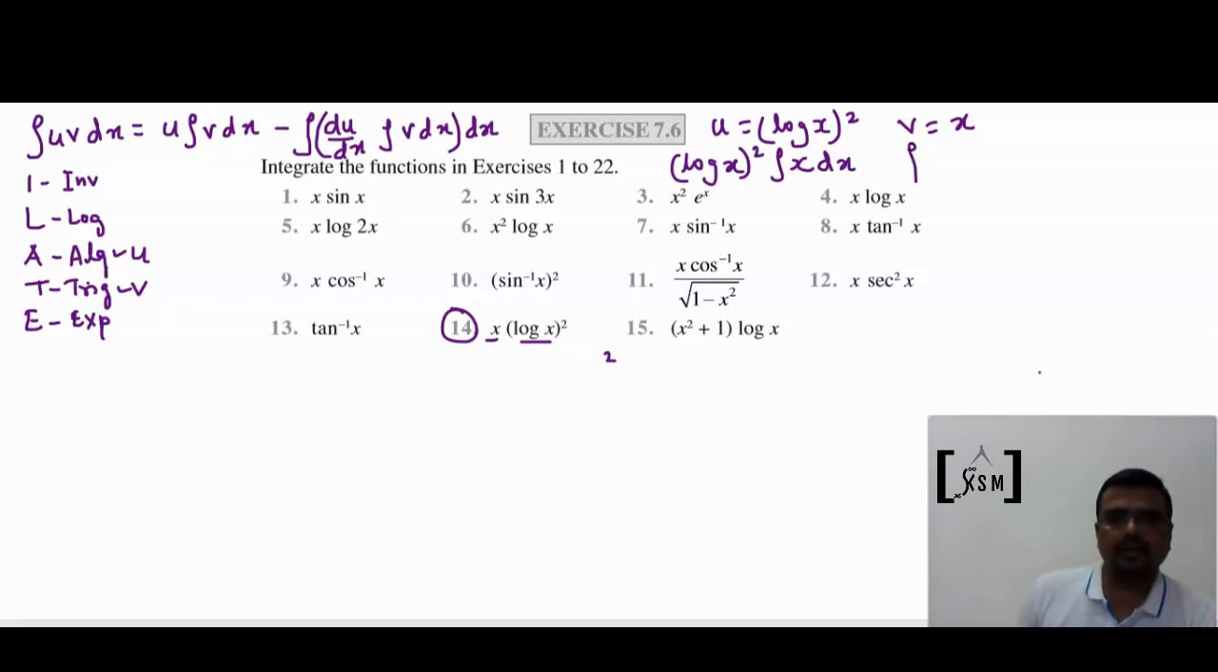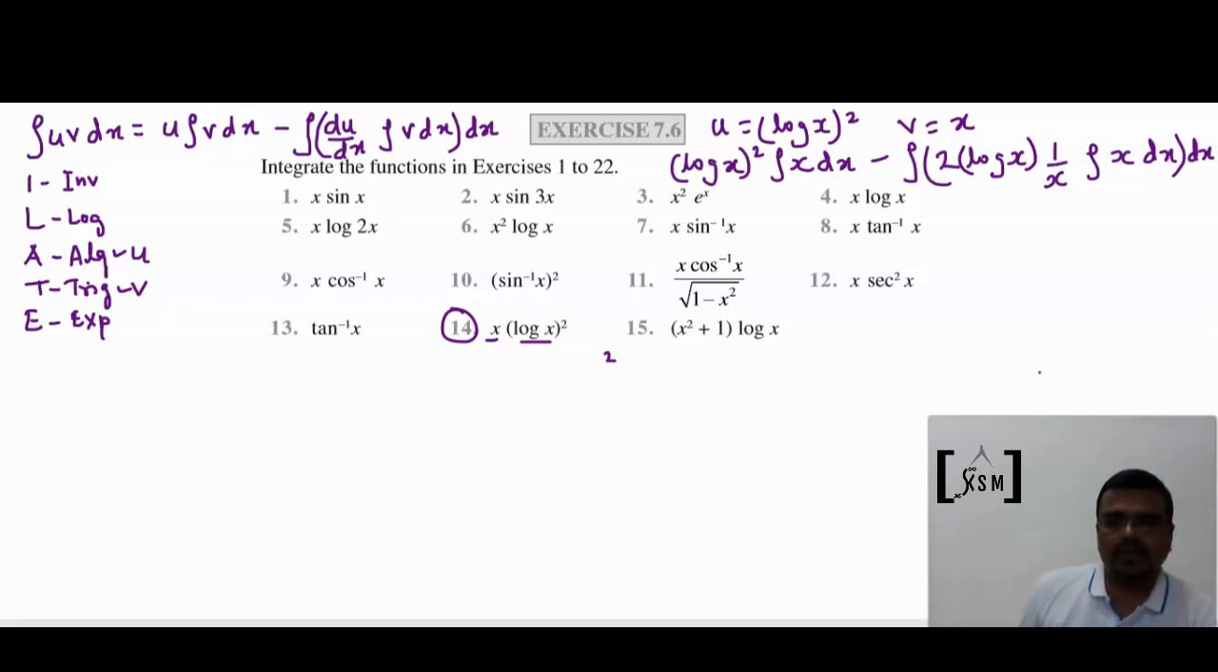minus the integration of the derivative of u, so we will write 2 log x times 1 over x. We differentiated using the chain rule, correct? And then the integration of v dx, which is x dx, guys, and that is whole dx.